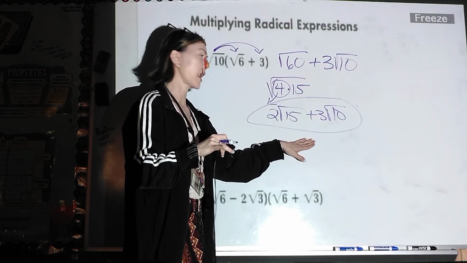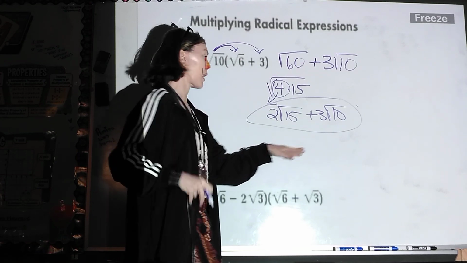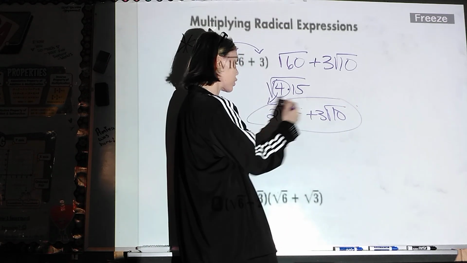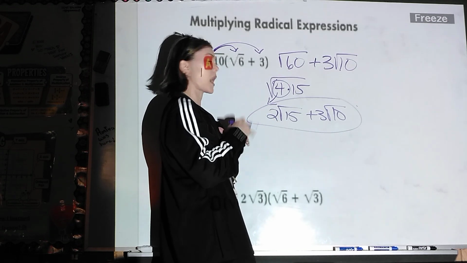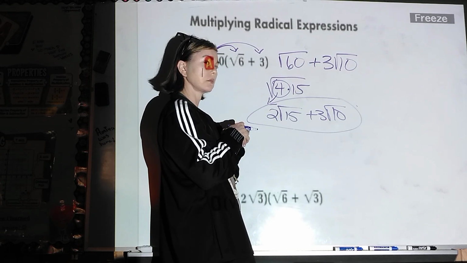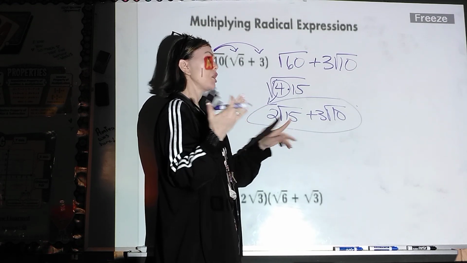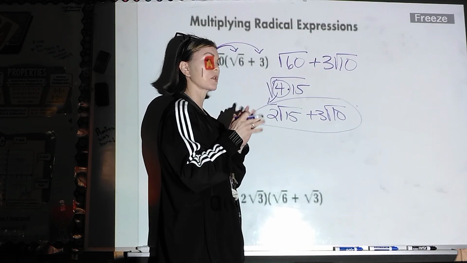We're done. We obviously can't combine them, right? Because what is the rule for combining them? They have to be exactly the same in order to do the combining. But they're not exactly the same, so we stop here. And why is 15 as simplified as we can get? Because it's 1 times 15, 3 times 5, and none of those numbers are perfect squares.